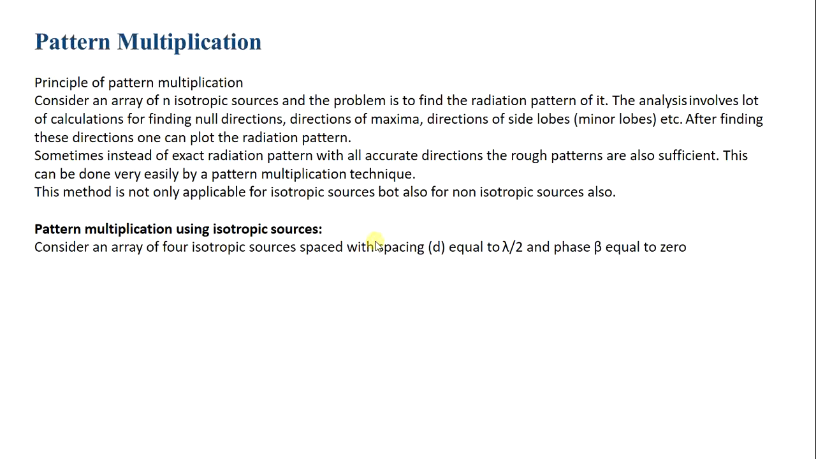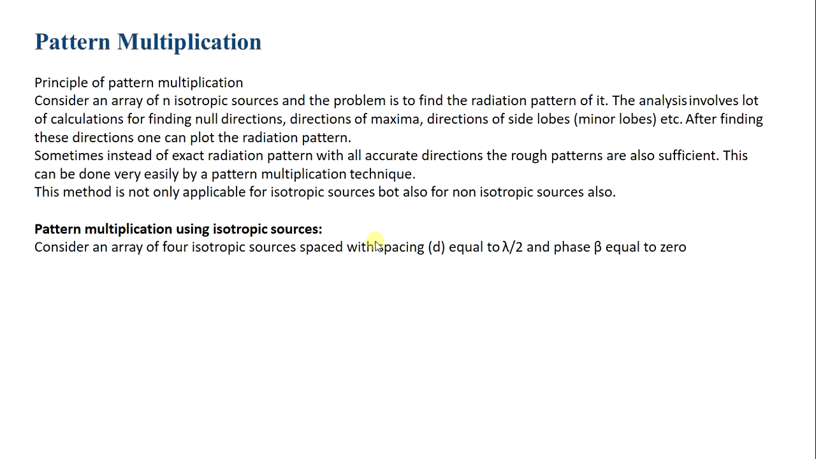For learning this concept of pattern multiplication, consider an array of n isotropic sources, and the problem is to find its radiation pattern. The analysis involves a lot of calculations for finding the null directions, the direction of maxima, the direction of side lobes, etc. After finding the directions, one can plot the radiation pattern easily. But sometimes, instead of the exact radiation pattern with accurate directions, rough patterns are also sufficient. This can be done easily by the method of pattern multiplication. This method is applicable for non-isotropic sources also.